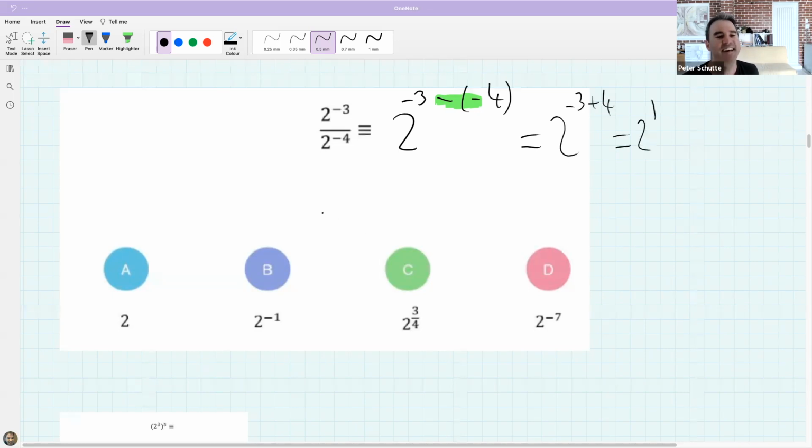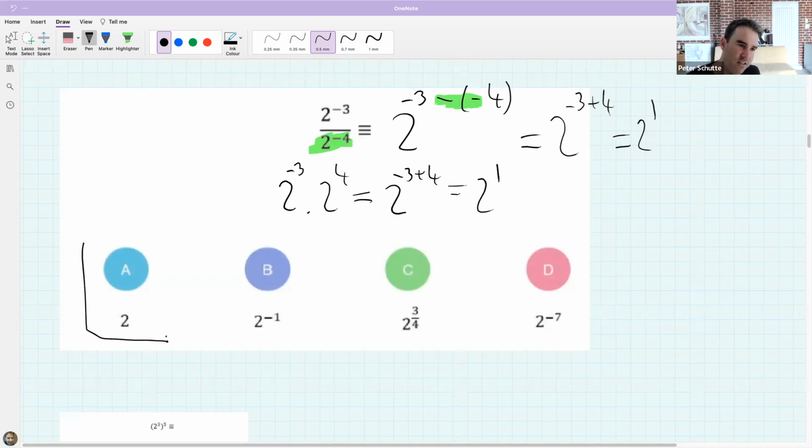Well done. Another way of doing this is you could have also brought the thing from below the line above the line. And so if you had that, you bring the 2 to the negative 4 up, you get 2 to the power of positive 4. And so now you can use law 1 and you get the same answer. And so that was awesome, awesome, awesome. And the answer is A.